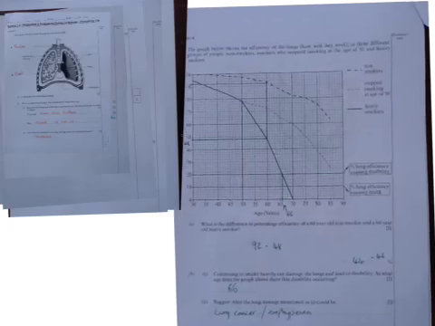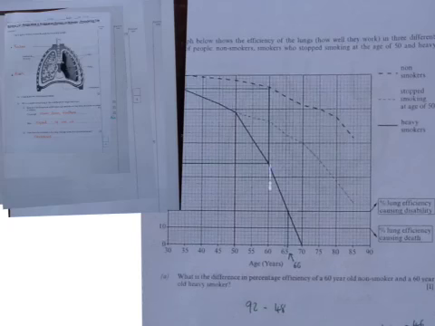It says, what is the difference in percentage efficiency of a 60-year-old non-smoker and a 60-year-old heavy smoker? So we're comparing. At 60, you can't see it very well here. If I zoom in a little, you can see that I've gone up with a ruler and I've drawn a line between there and there, because that's my heavy smoker. So at the age of 60, that's my heavy smoker, and at the age of 60, this is my non-smoker. So really, I want to know the difference. I want to know the difference between there.